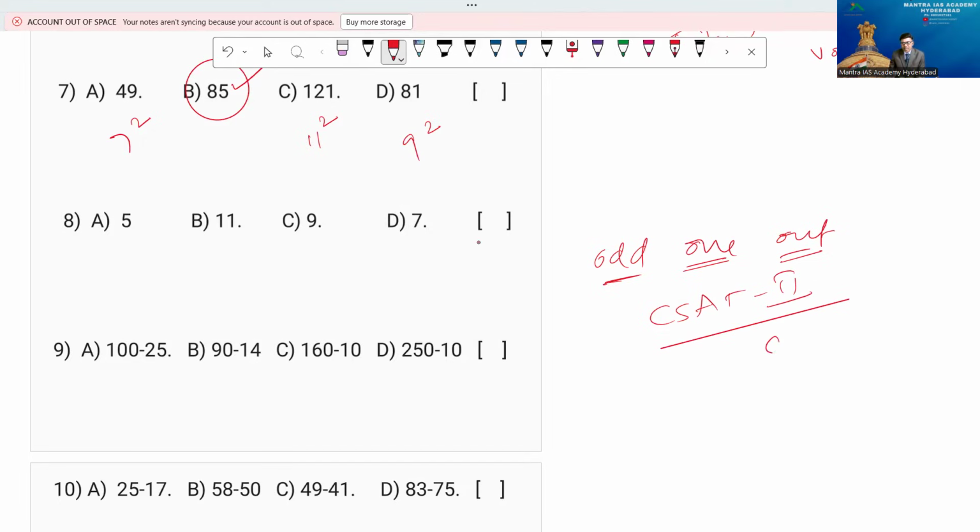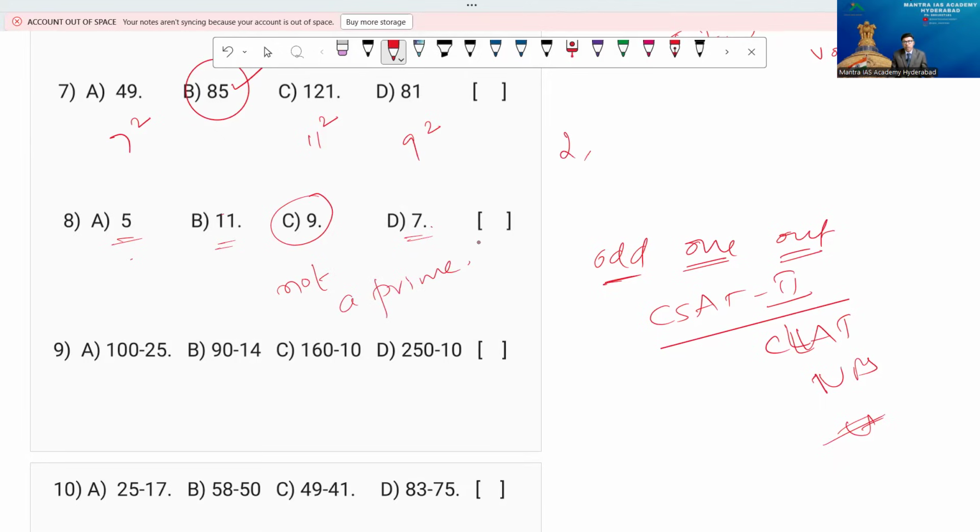Now CLAT, the law exam, because our programs, especially Mantra, are meant for UPSC and law entrance examinations. So in that also we have 5, 11, 9 and 7. Observe that. These are specific numbers. By looking at all these numbers, you can get the answer easily: 5, 7, 11 are primes, 9 is not a prime.